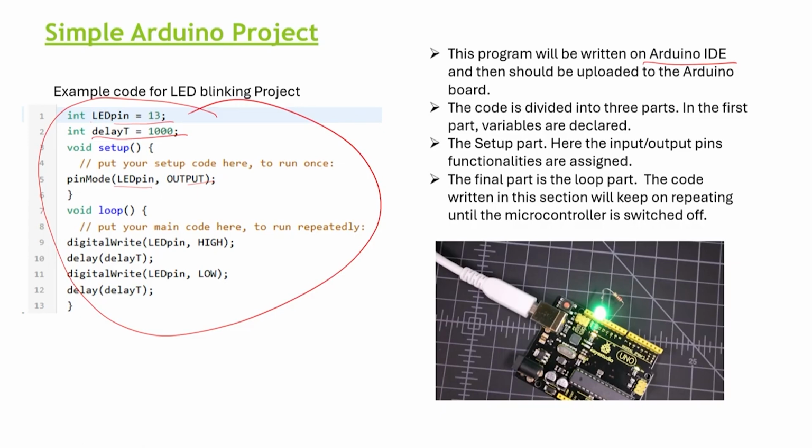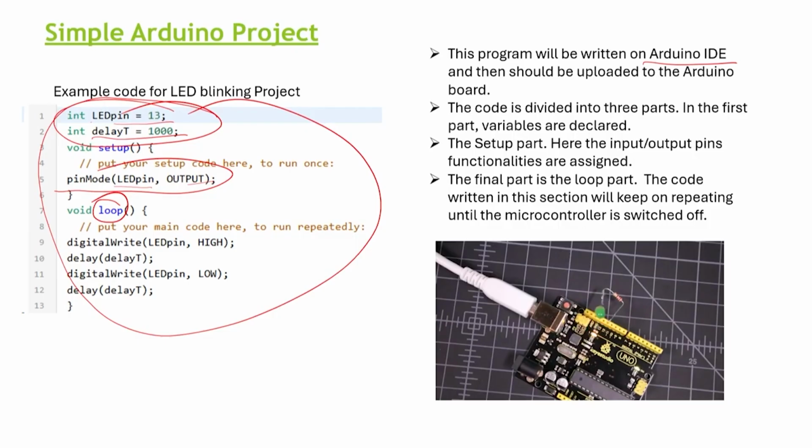The code has 3 parts. In the first part, we have declared the variables, just like we do for any such language, C or something very similar. Then the setup part, where the input-output pin functionalities are assigned, that is, which pin is going to work for what, the pin modes are assigned. That is the setup part, and then the final part is the loop part, as I told you. So, this is the loop part of the work. The code written in this section will keep on repeating until the microcontroller is switched off.